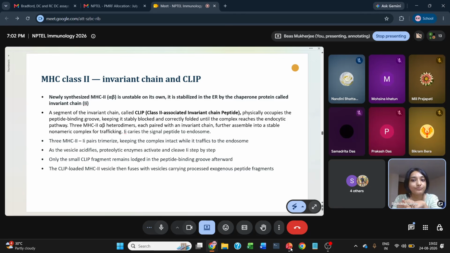3 MHC2 alpha beta heterodimers, each paired with invariant chain, further assemble into a monomeric complex for trafficking. So 3 MHC2 and invariant chain complexes come together to form this complex, and this invariant chain actually carries the signal peptide to the endosome. What is signal peptide? If you remember, we were talking about this in the previous class.